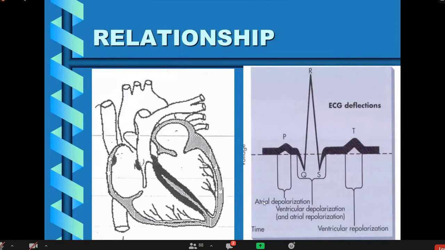Relationship. What's the relationship? As I have told you, atrial depolarization, ventricular depolarization, and atrial repolarization occur during the QRS complex, but we cannot see it because of the huge voltage of ventricular depolarization. So atrial depolarization gets hidden in the QRS. And then in ventricular repolarization, we see the T wave.